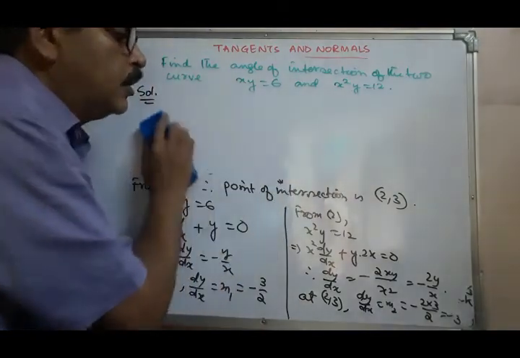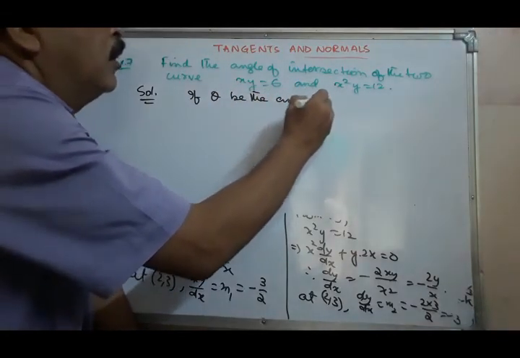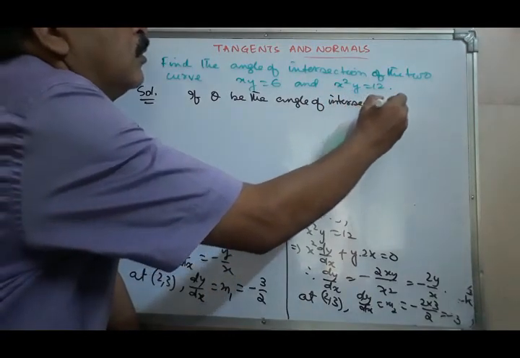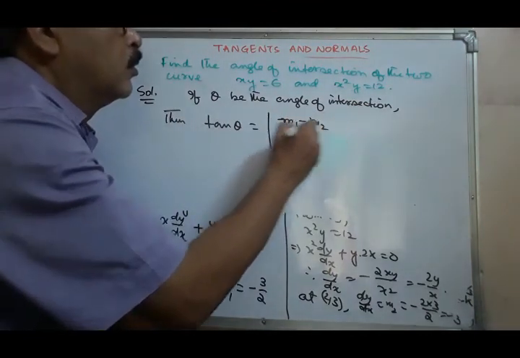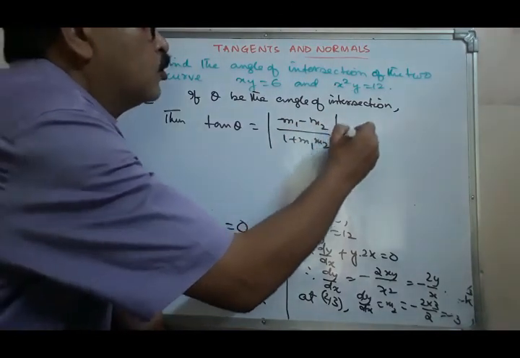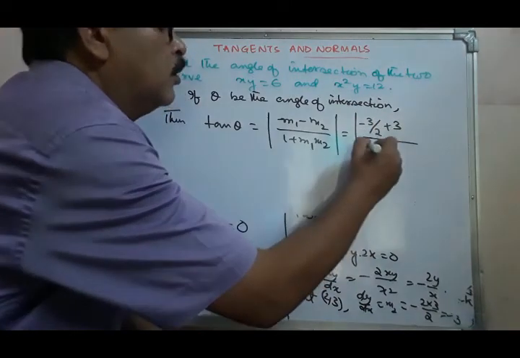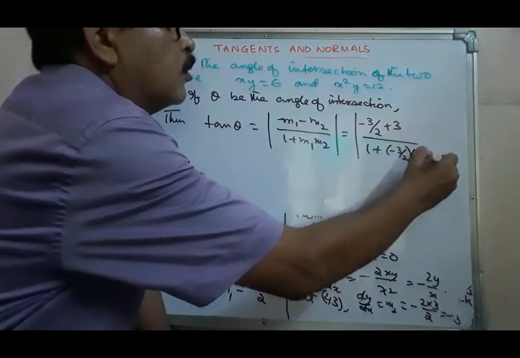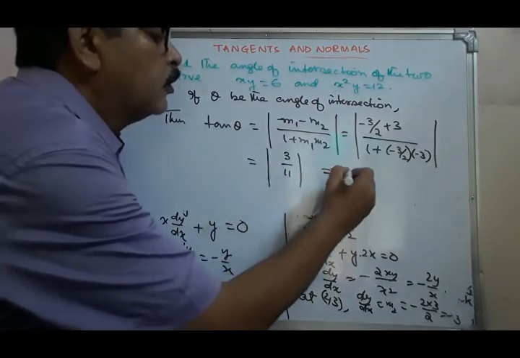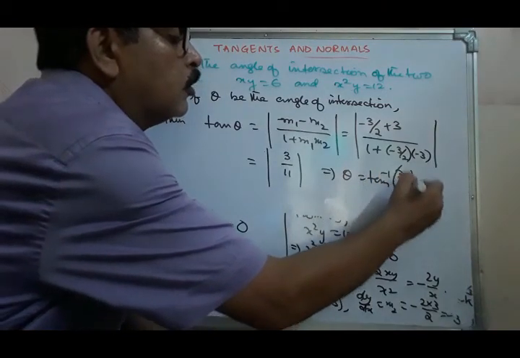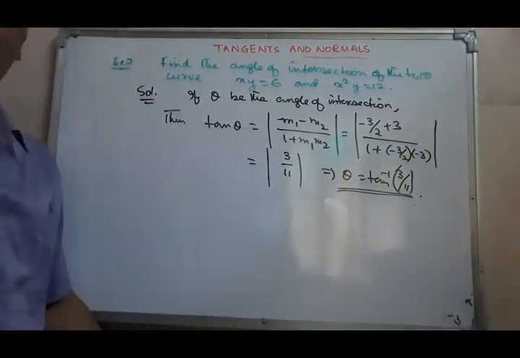Now angle of intersection, if theta be the angle of intersection, then tan theta equal to, so therefore minus 3 by 2 plus 3 over 1 plus, so that means 3 by 11, therefore theta equal to tan inverse 3 by 11, so this is the answer, the angle of intersection. So this is the angle of intersection.